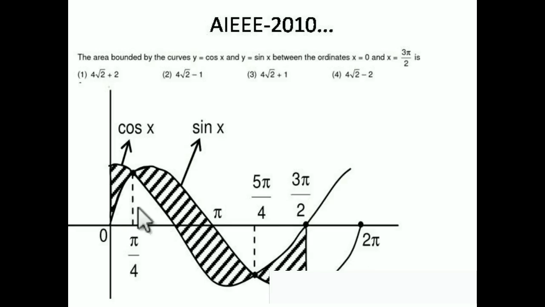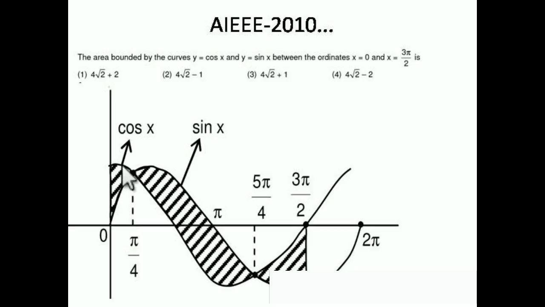Now we have to find the area between 0 to 3 pi by 2. So I mark here, it is 3 pi by 2. Okay, so this graph intersects at 2 points, pi by 4 and 5 pi by 4. Now please understand this very carefully. Now you have to find out this much of shaded area between these two.